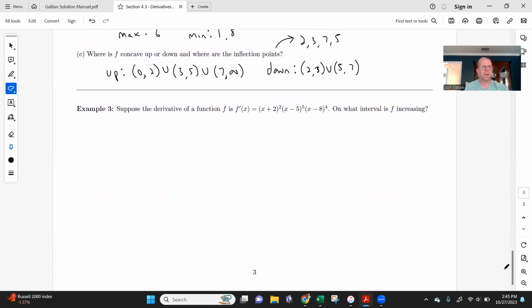All right, so this one is kind of a preview, a little bit of the next part. So here we're not looking at the graph, we're looking at the derivative of the function. So where is f increasing? So we need to find the critical values. Well, find the critical values. We're going to set this equal to 0.